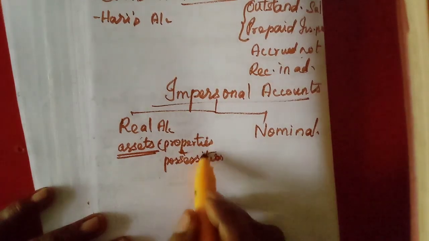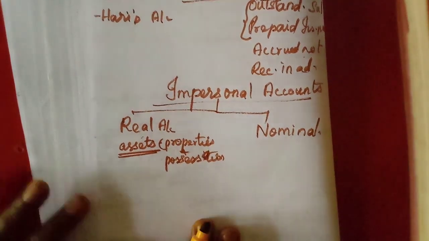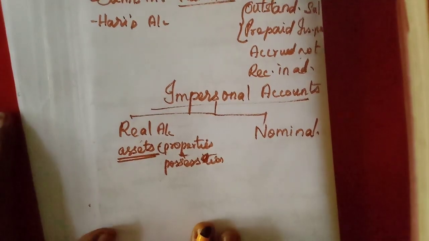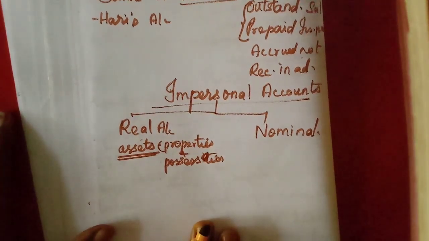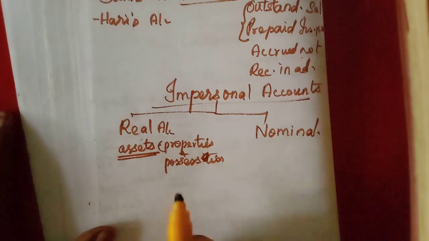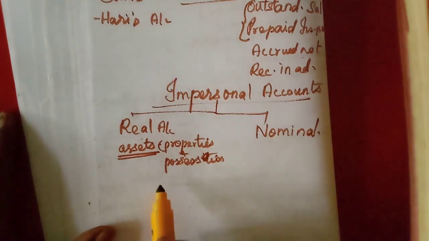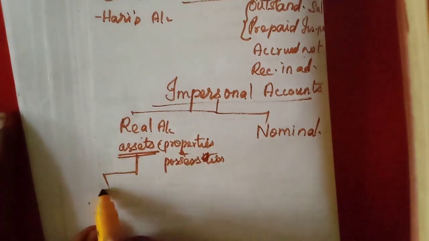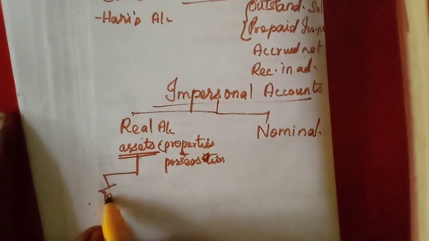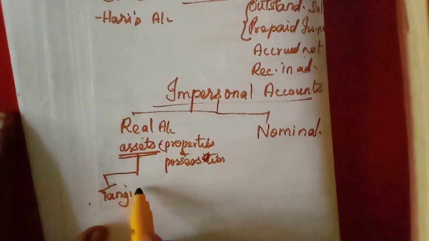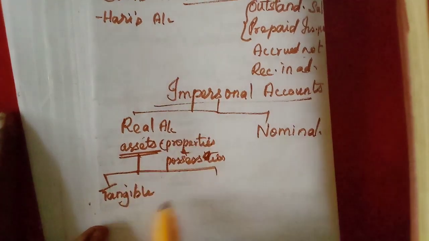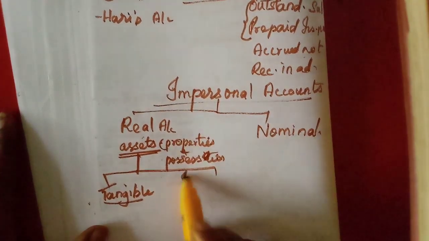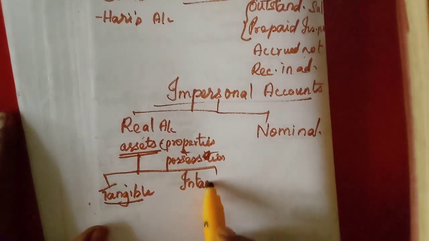Possession. Properties and possessions are called the real accounts. Here, this real account is again divided into two: one is tangible and the other is intangible. You might have heard these words.